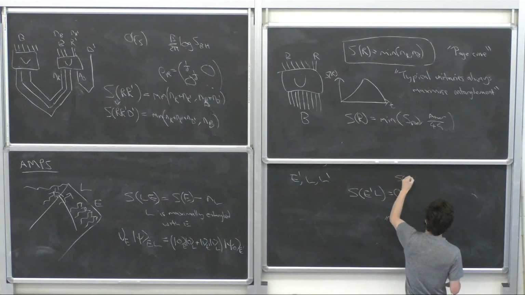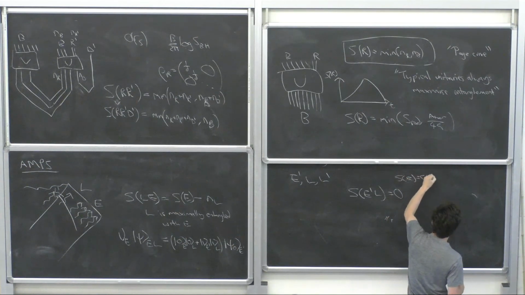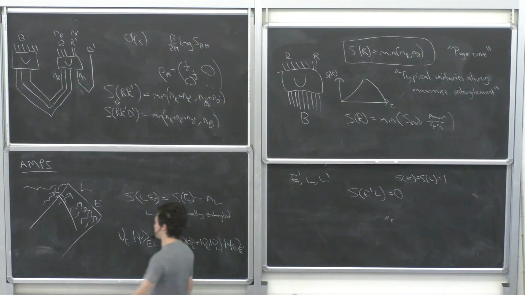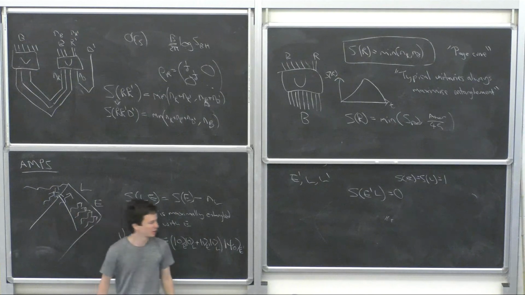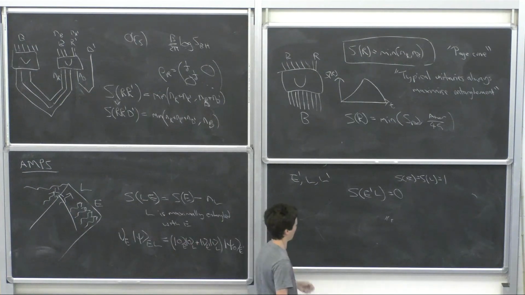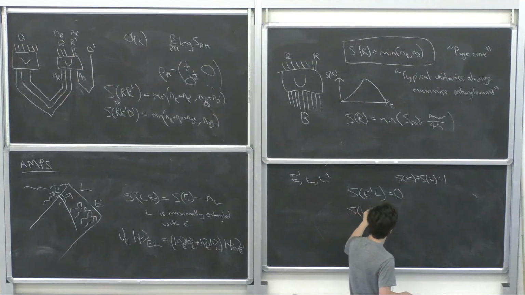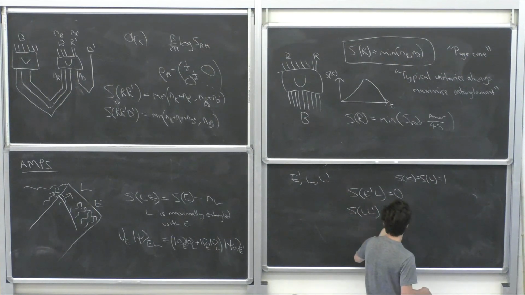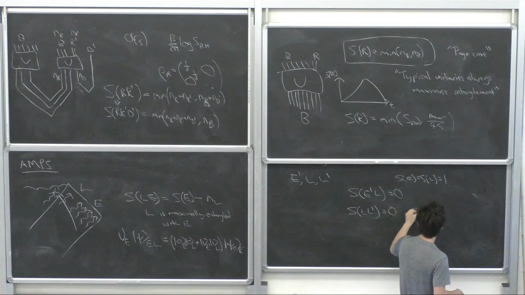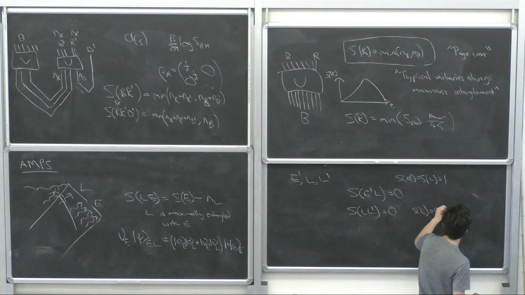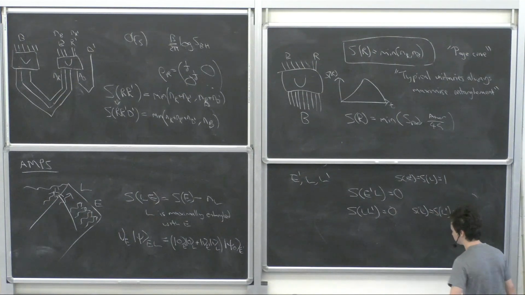S of E equals S of L equals 1. But the claim of semi-classical Hawking evaporation is that L is maximally entangled with L prime. So S of L L prime equals 0. S of L equals S of L prime equals 1.